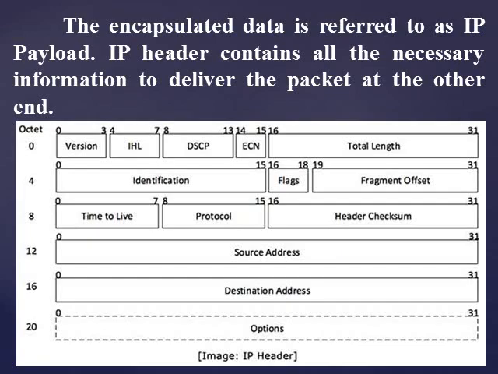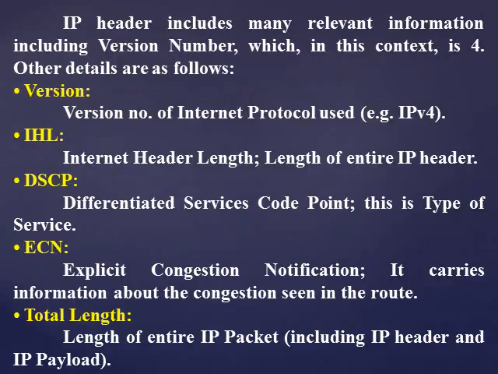The figure shows the IPv4 header format. This header is constructed using 32-bit logical addresses as shown in the figure. The header format contains various fields, and with the help of these fields it is easy to understand the IPv4 header and its operations. Now let's begin with the different fields of the IPv4 header format. The IP header includes much relevant information, including the version number, which in this context is 4. That is why we call it IPv4, as 4 is the version number of this internet protocol.